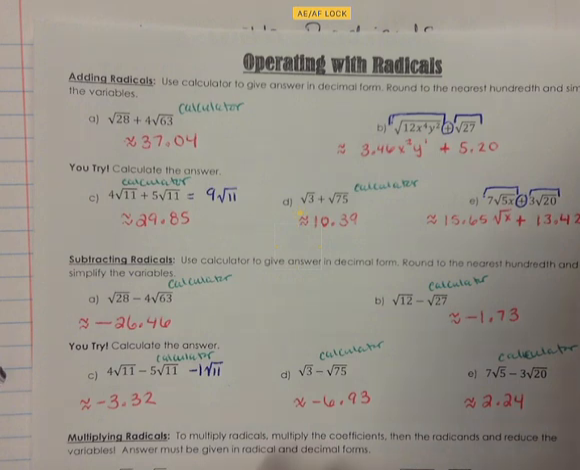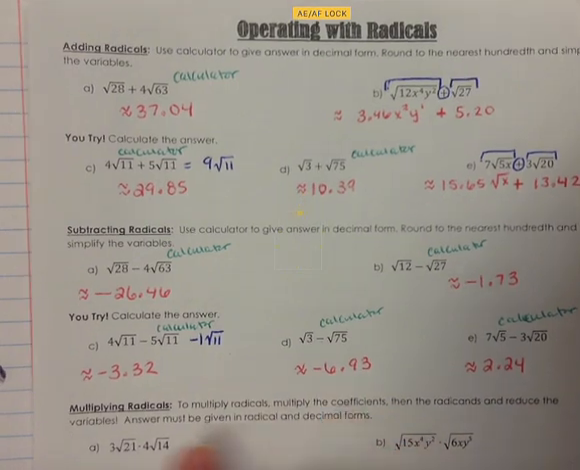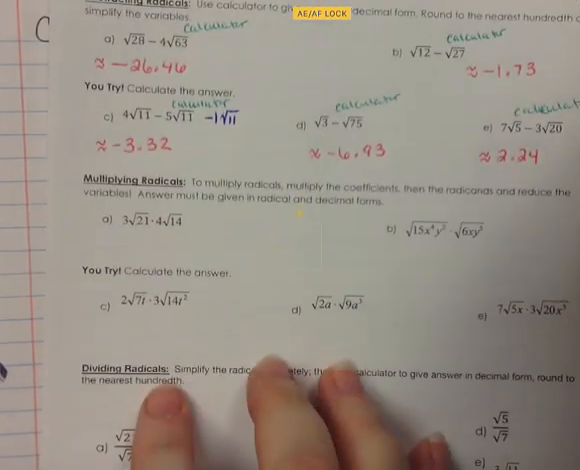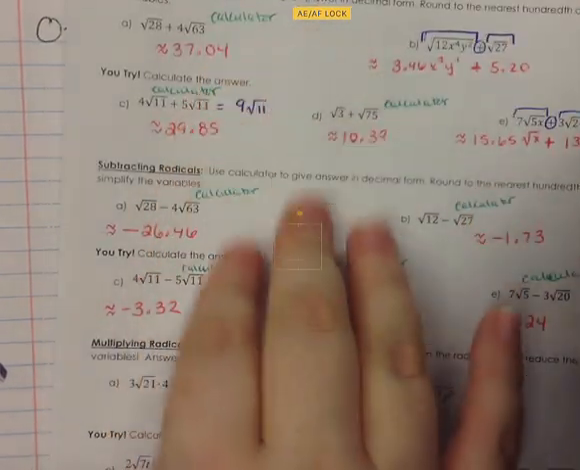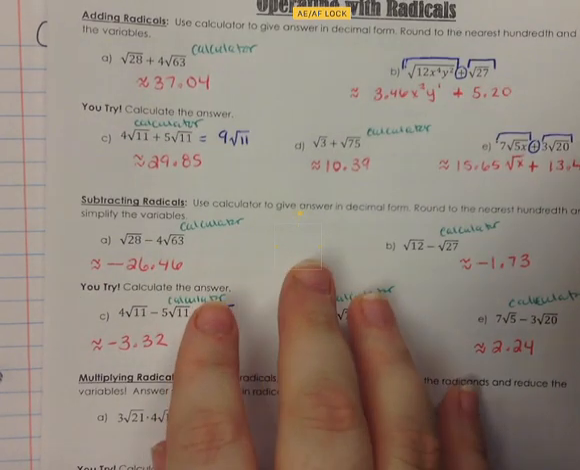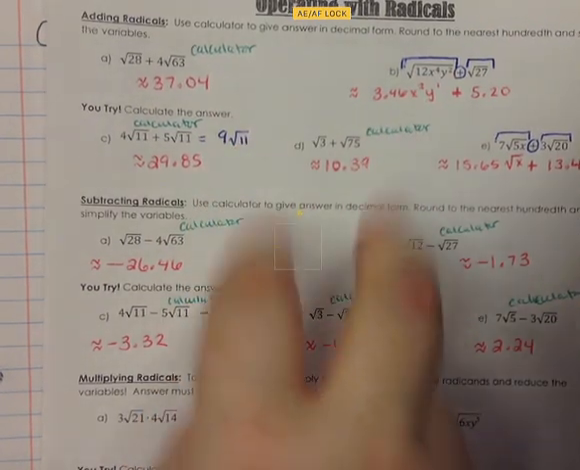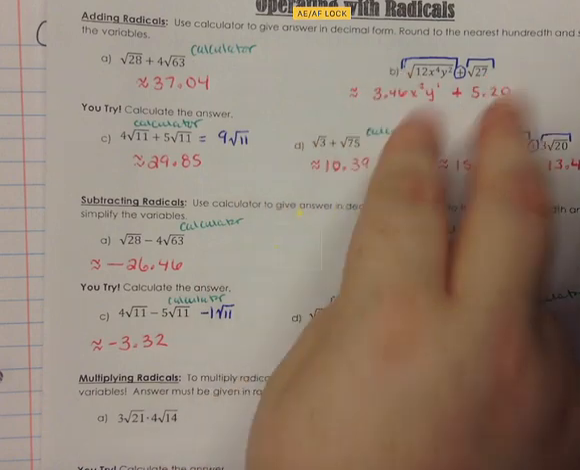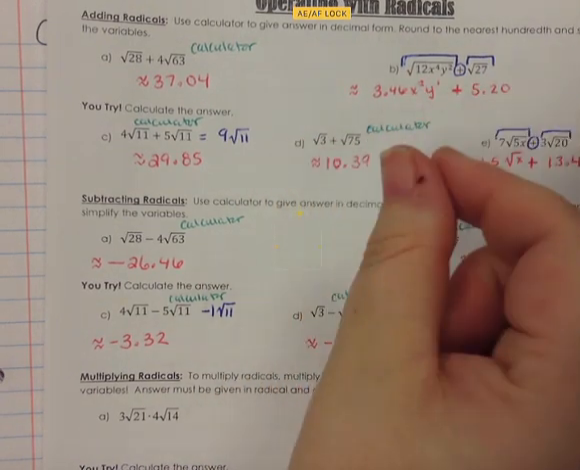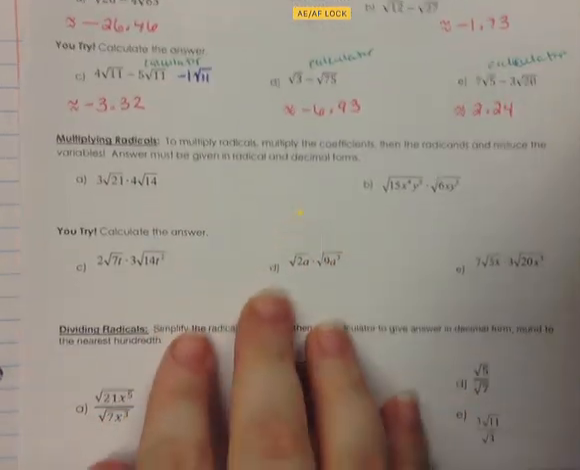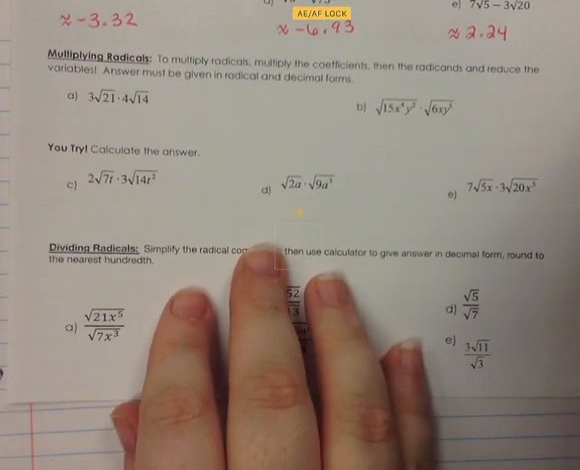This video is still explaining operating with radicals, but this time I'm focusing specifically on multiplying radicals and dividing radicals, because adding and subtracting have different processes than multiplying and dividing. In order to add and subtract, they have to have the exact same variables to actually combine them. But in multiplying and dividing, it doesn't necessarily have to have that.